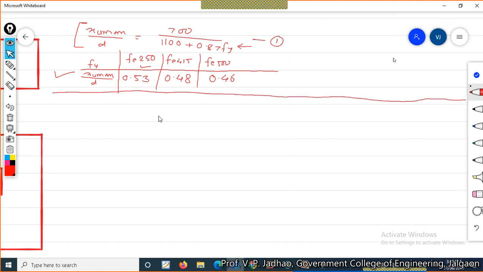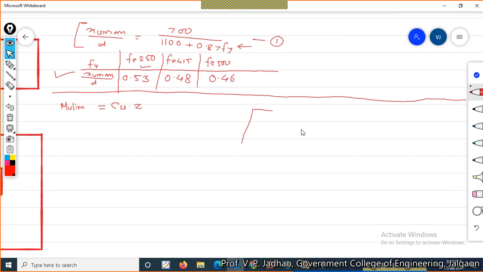Okay, now there is another formula. We know the moment of resistance or maximum limiting moment, Mu limiting. Mu limiting is equal to Cu into Z, where Cu is the compressive force and Z is the lever arm.